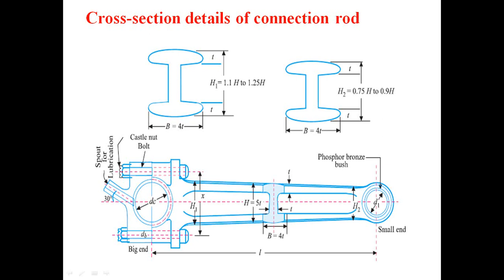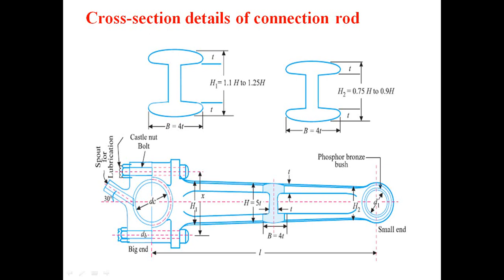Here you can see the details of the various cross sections. This is the big end of the connecting rod and this is the small end. The small end is basically connected to the piston pin or gudgeon pin, and the big end is connected with the crank pin or crankshaft. The cross sections shown in this figure are I shaped. Mostly I shape connecting rod is preferred for high speed engines because the moment of inertia of the I section is very high.